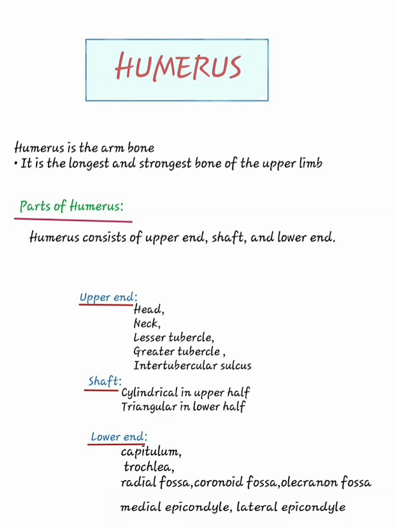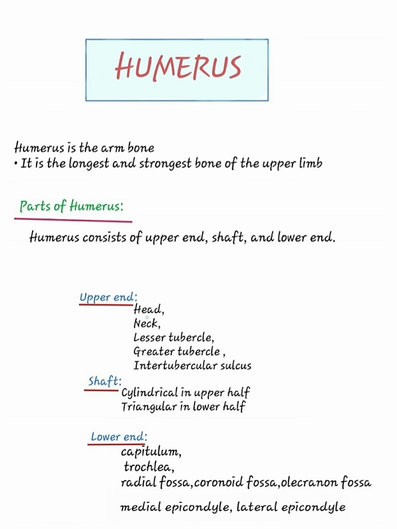In this video, we are going to learn about humerus. Humerus is the arm bone. It is the longest and strongest bone of the upper limb. Parts of humerus: it has upper end, shaft, and lower end.